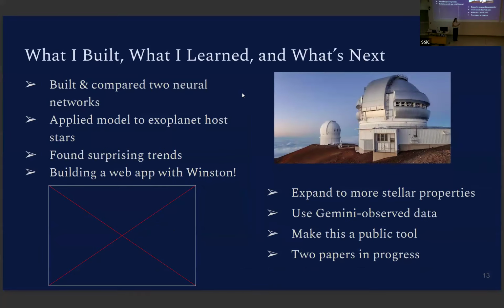And just to summarize, I built and compared 2 different neural networks, applied my models to exoplanet host stars, found some surprising trends, and I'm building a web app with one of my mentors that unfortunately you can't see, but it's there. And in the future, I would like to expand to the other stellar properties, not just metallicity, maybe use some Gemini observed data since I did have the opportunity to work there this summer. And then, like I said, making this a public tool. So if you have the ID for a star from Gaia, you could just plug it into my model and get those predictions instantly, which is really cool. And then I do have 2 papers in progress that I'm working on with my mentors.